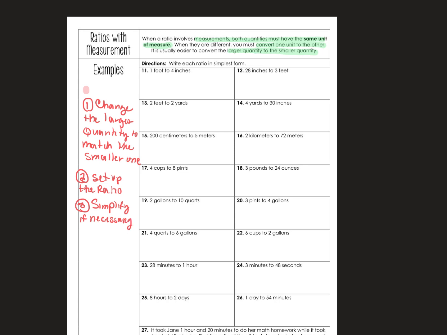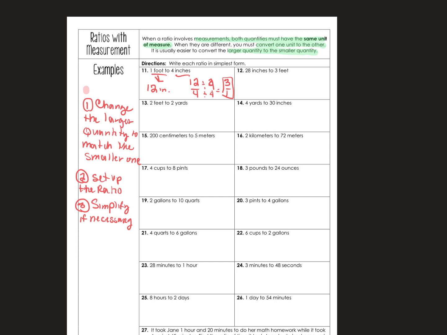So with number 11, we have 1 foot to 4 inches. Feet is the largest of the 2 units, so we're going to convert this one to 12 inches. Then we're going to read again from left to right and put 12 inches over 4. We're going to divide top and bottom by the largest number that goes into both, which is 4, and we get 3 over 1, and that is our ratio.